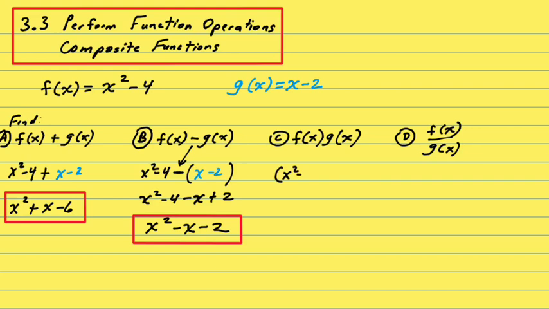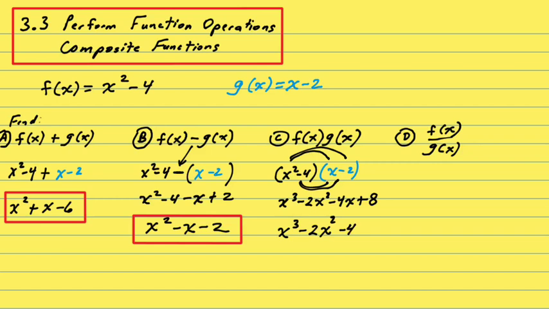If it says to multiply, like this one, you're going to multiply them. So let's distribute. x squared times x is x to the third. x squared times negative 2 is negative 2x squared. Negative 4 times x is negative 4x. And negative 4 times negative 2 is a positive 8. So that should be your answer. It's proper to put them in decreasing powers. So notice that I am arranging them in decreasing powers.